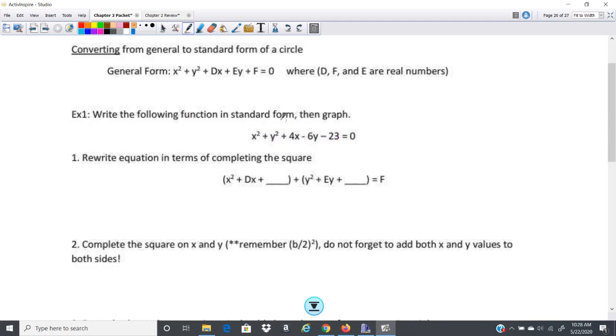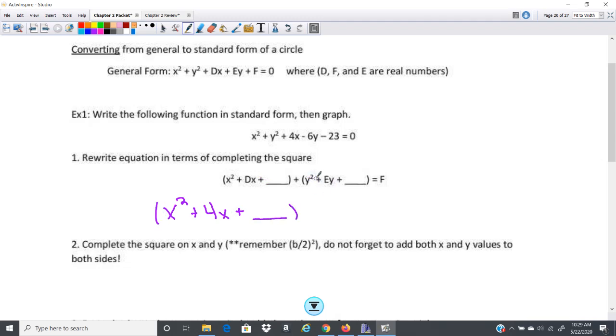Okay, so here's our example. Here's what we're going to do. When we say in terms of completing the square, you're going to group the x terms together like this. So I have x squared, and I have a positive 4x. And then remember, when you complete the square, you're going to get something here. So I'm going to go plus blank.